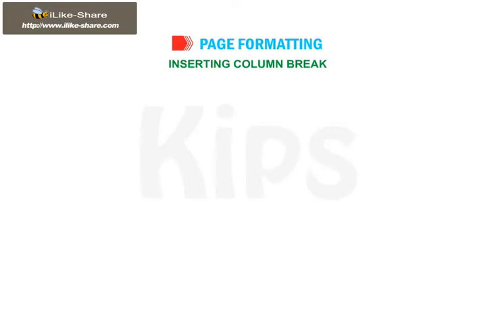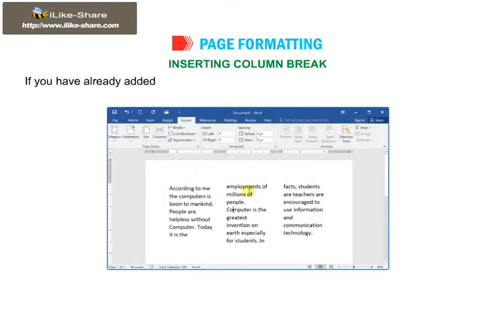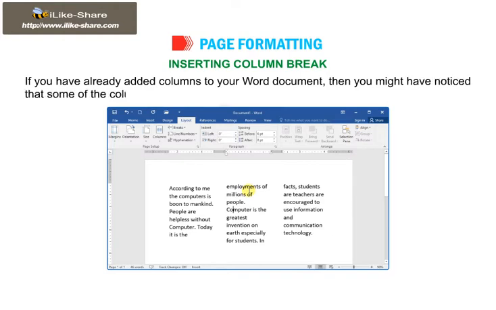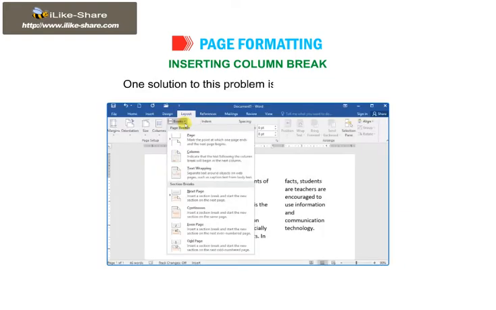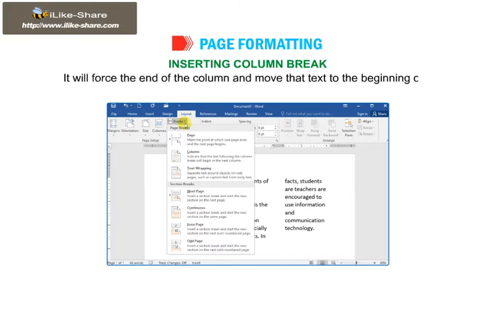Inserting column break. If you have already added columns to your Word document, then you might have noticed that some of the columns are not as balanced as you would like them to be. One solution to this problem is to add a column break. It will force the end of the column and move that text to the beginning of a new column.